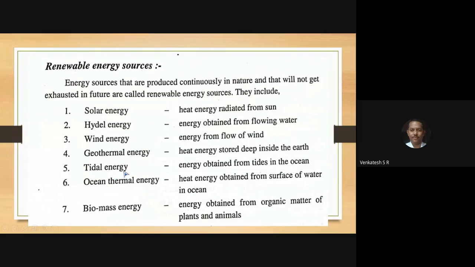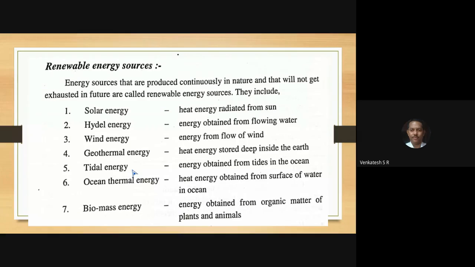Next, come to the point, tidal energy. All of you have seen the sea or ocean. Below the surface of the sea or ocean, below some level in the deep, say for example 10 feet or 20 feet depth, waves are available, tidal waves are available. That tides can be utilized for running of the turbine.